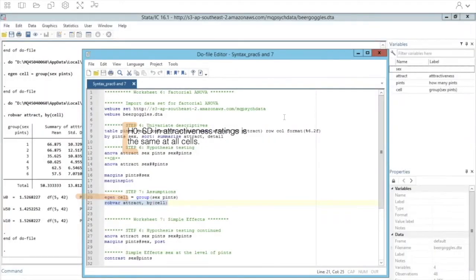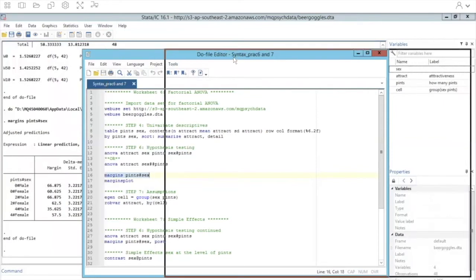To plot the means for this design, we use the command called margins plot. And this is actually a 2-series command here. Now, once you fit the ANOVA model, you can use the command margins, pints by sex. This will give us the means for each level, for attractiveness at each level of pints and sex.